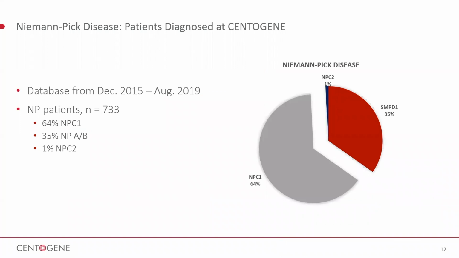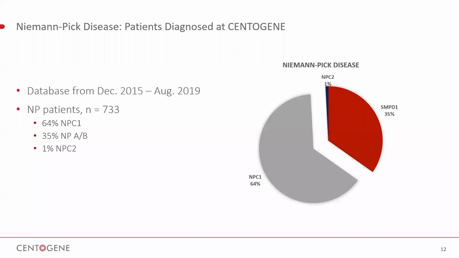And here, this slide is just a little bit of background from our internal database at Centogene called CentoMD. We queried the database for patients receiving a diagnosis of Niemann-Pick disease between December 2015 through August of 2019. So clearly here, the majority of the patients we saw fall into the Niemann-Pick type C category, and then specifically type 1. And we do have the largest cohort described to date, which does provide a valuable resource for discovering novel correlations and more information about the disease.